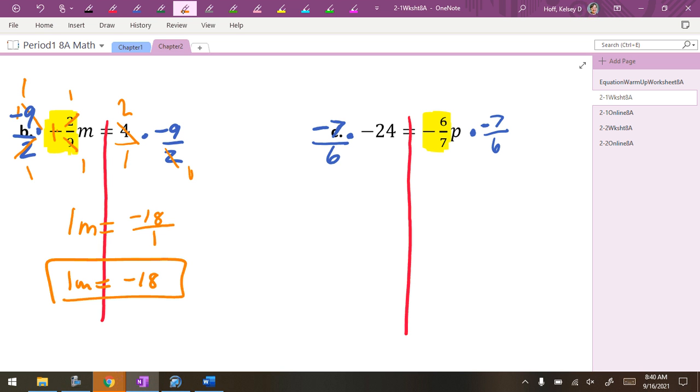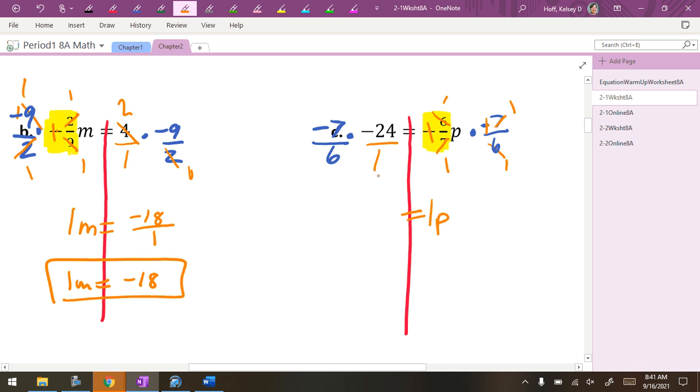Miss Hoff gets cross happy here. 6's cancel and become 1s. 7's cancel and become 1s. A negative times a negative is a positive. It's okay that 1p is on the other side. That's fine. Okay? I'm going to put negative 24 over 1.